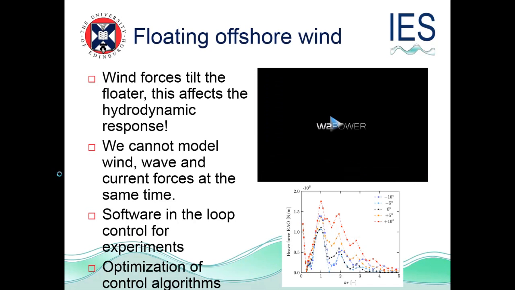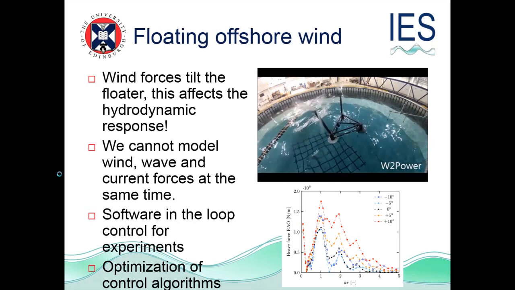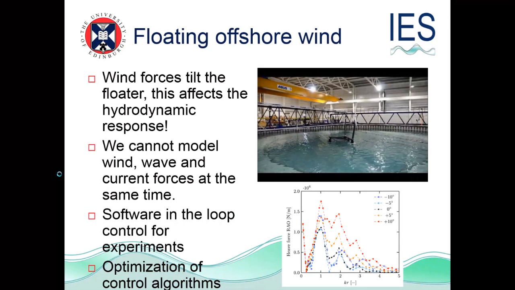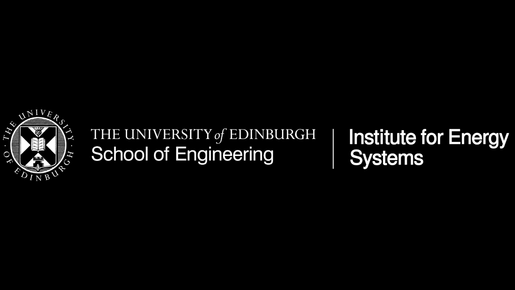So if we want to test this properly in the lab, then we need to start using software in the loop controllers to simulate things that we can't model in the experiments. And we possibly need to optimise things like that, and possibly even we need to start hybridising numerical CFD models with experimental work and have hardware in the simulation and simulation in the hardware. Okay. And that's it. Good, thank you.